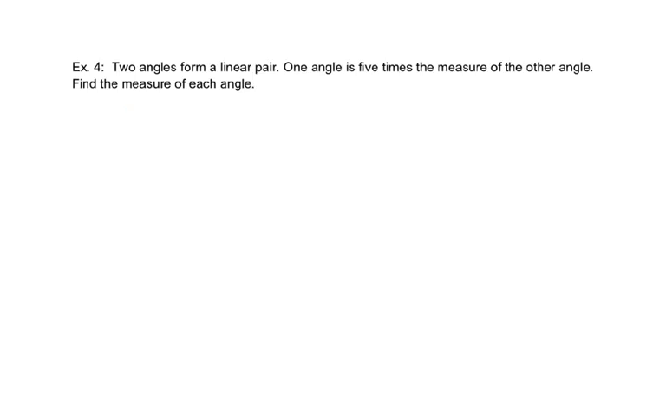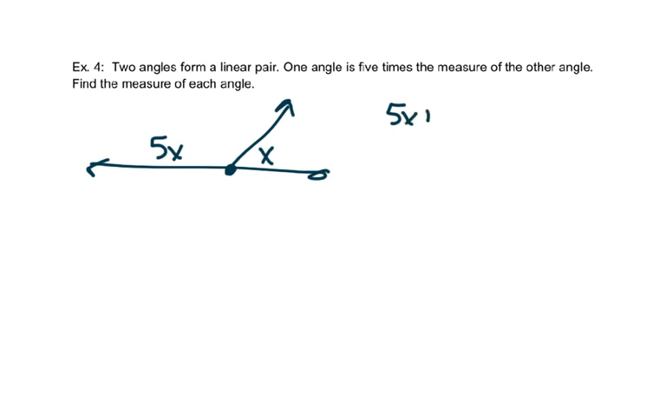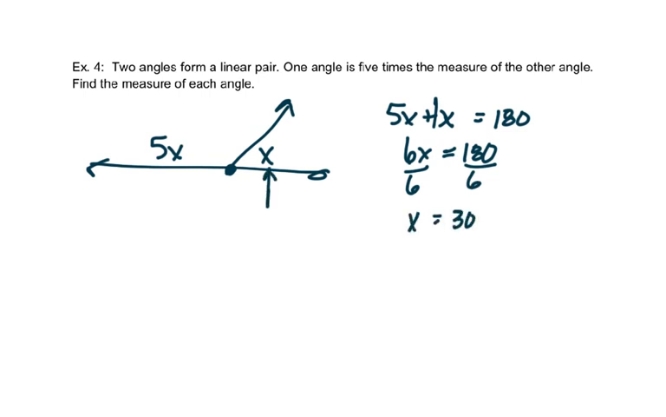But for now, a linear pair example before we wrap up for today. We get told that two angles form a linear pair, so we draw our linear pair. We are told one angle is 5 times the measure of the other angle. So if I don't know this angle, the other one's 5 times that, and together they add up to 180. So 5x plus 1x is 6x. Divide by 6 is 30. So this one is 30 degrees, and this one is 5 times 30, which is 150 degrees.